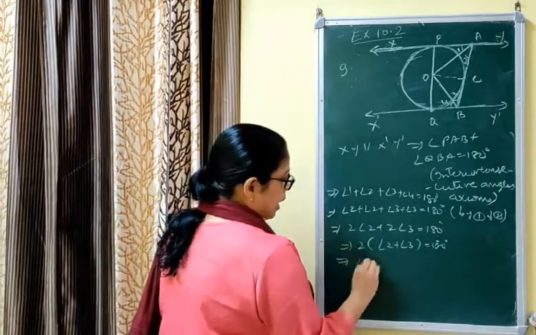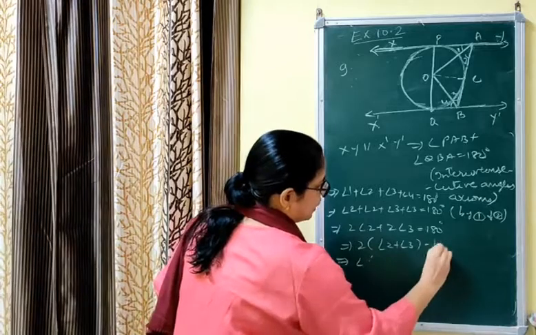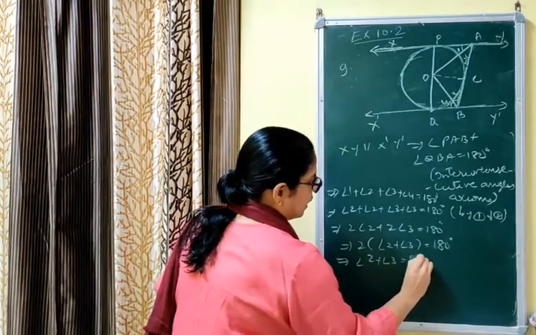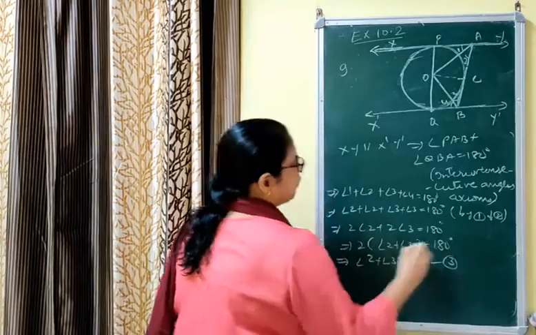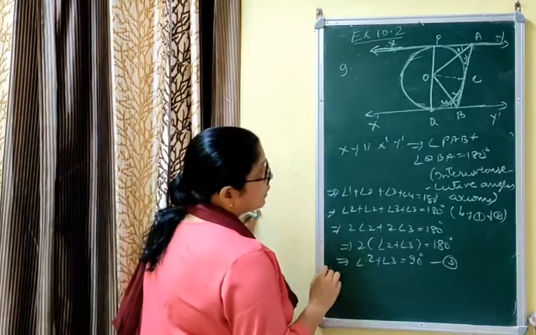Implies angle 2 plus angle 3 equal to 90 degree. That is equation number 3. Now what do you have to do? Now you have to apply angle sum property in the triangle AOB.